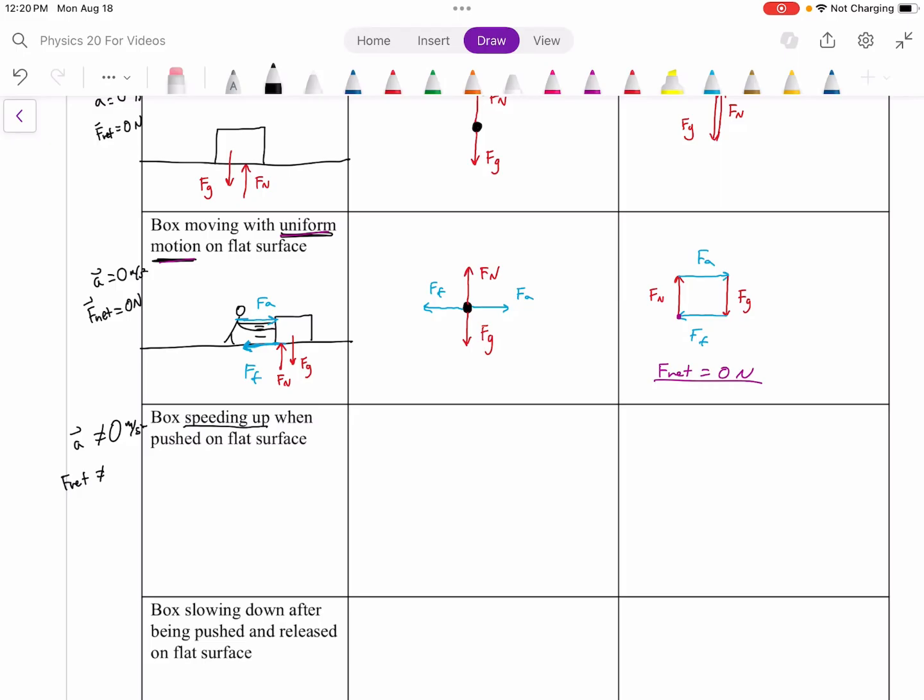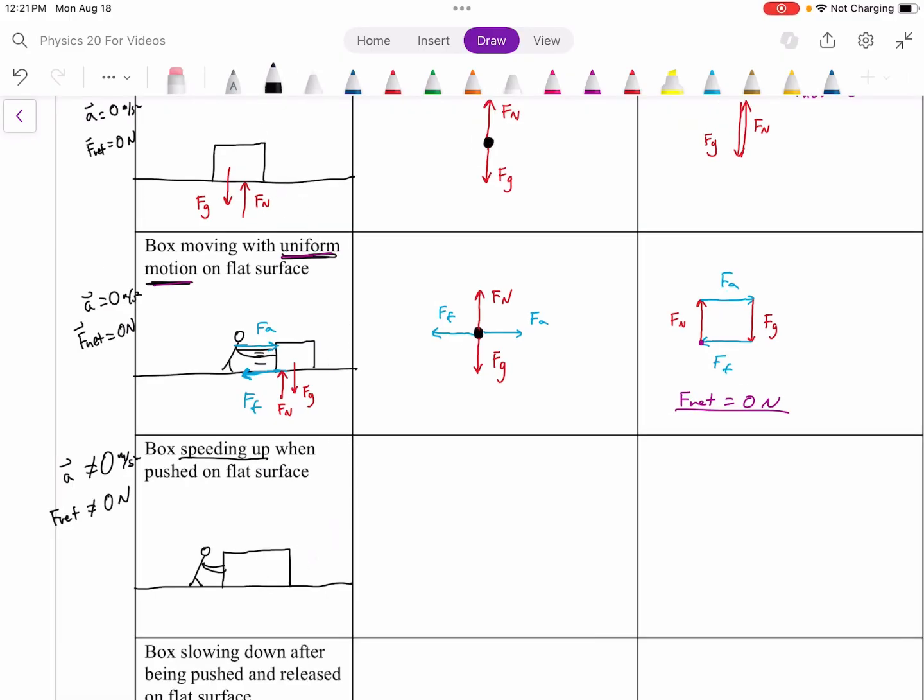It cannot be 0 either. There must be some overall unbalanced force acting on this object. Okay, now we can do the FG and the FN, right? Vertically, it's not accelerating, but those forces are acting on it vertically, okay? What's a little more interesting here is the horizontal.